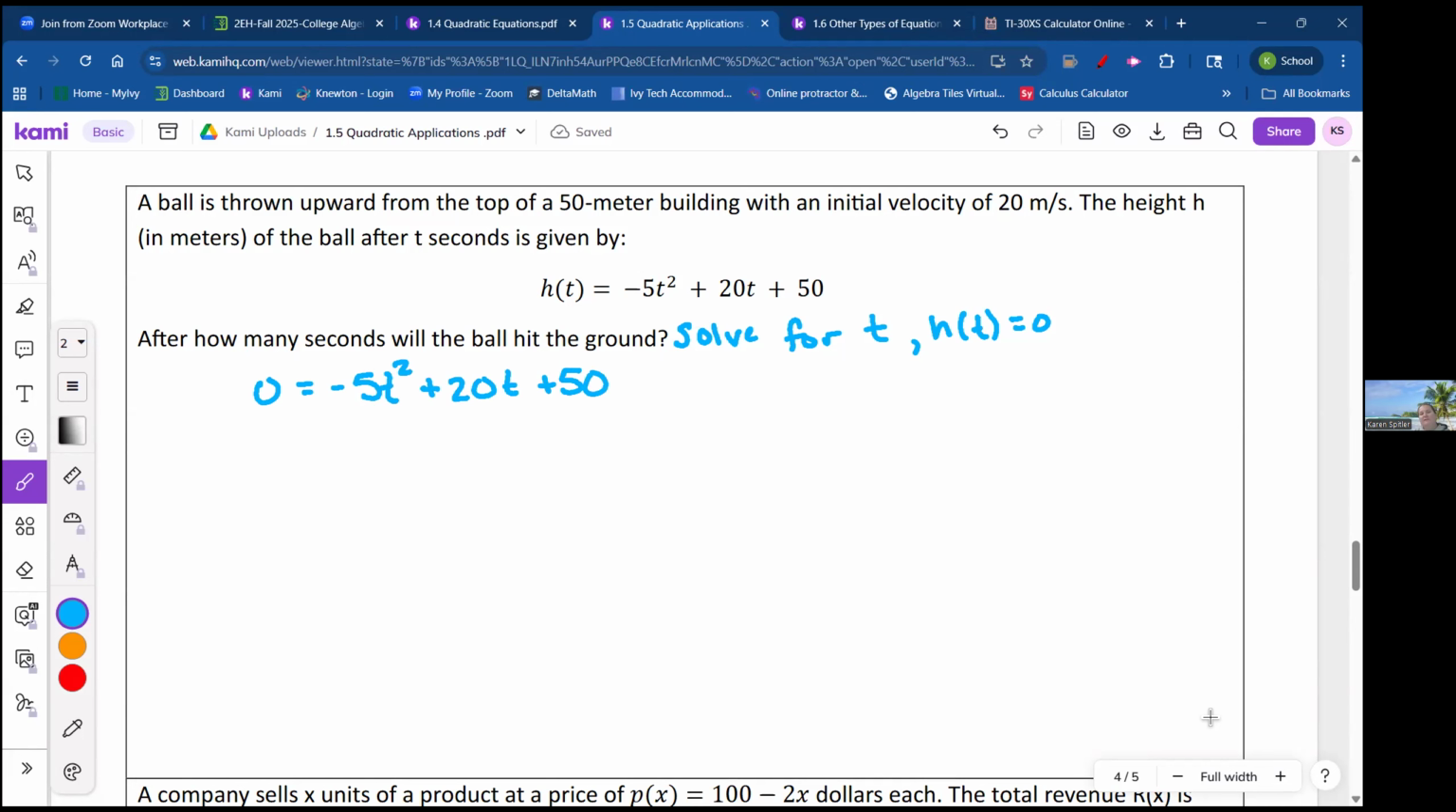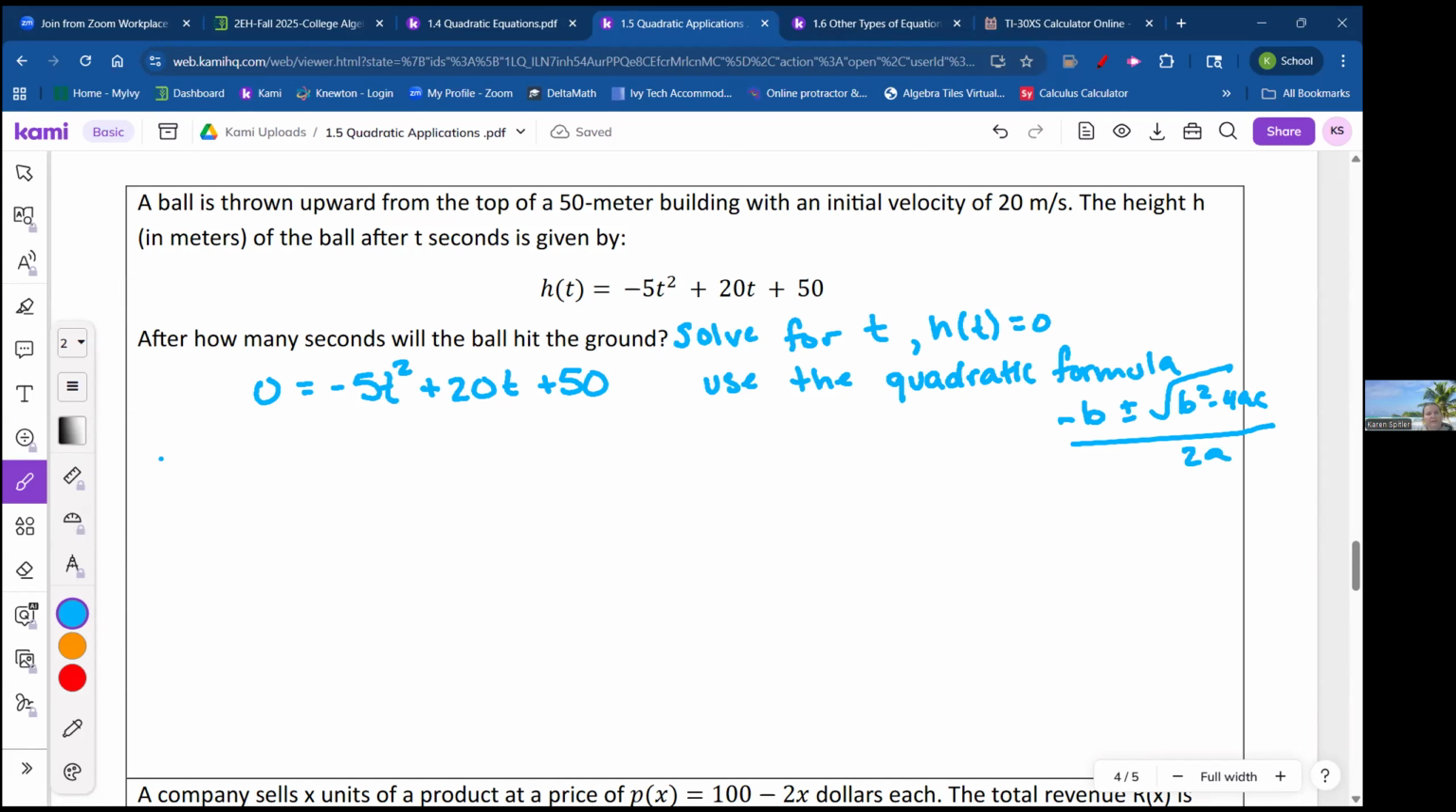Because we are asking for time, very rarely is this ever going to be an even answer. When they ask for time, you are more than likely going to use the quadratic formula, because that's just the way it is. Again, opposite of b plus or minus the square root of b squared minus 4ac, divided by 2a.